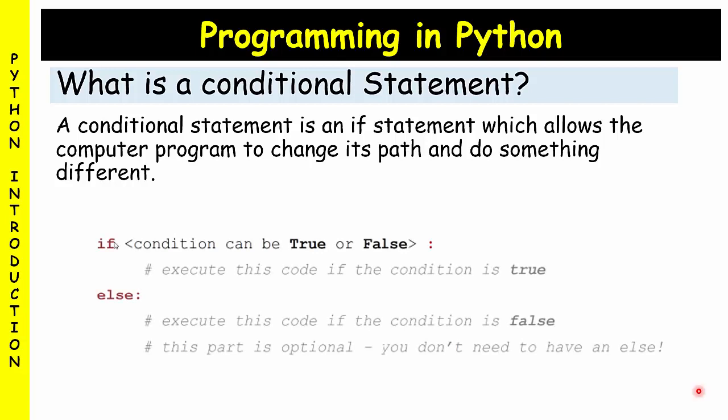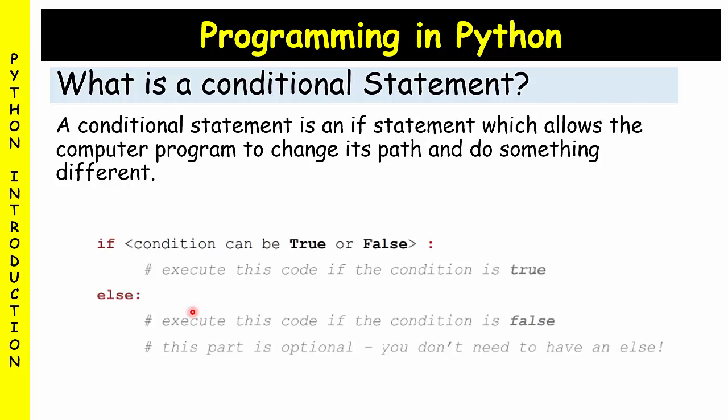We have already seen in our previous session that white space is important when programming in Python. So in an if statement, all indented code will be considered part of the condition. As you can see here, if the condition can be true or false, we want to execute this code. However, this code will have to be indented to be part of this if statement. Else, execute this code if the condition is false. Now, you do not need to have the else part. If you only have the if, that will be an if statement. If you have the if else, that will be considered an if else statement.